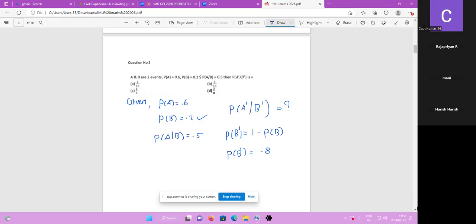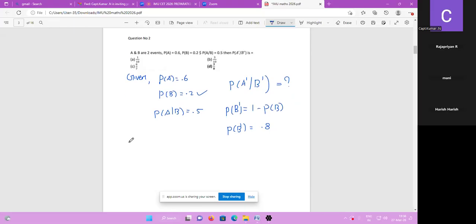Now we have to find this. How to find this? We know that probability of A given B is nothing but probability of A intersection B divided by probability of B.